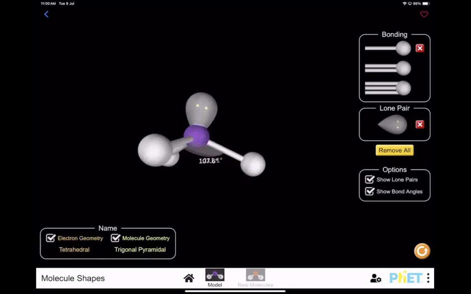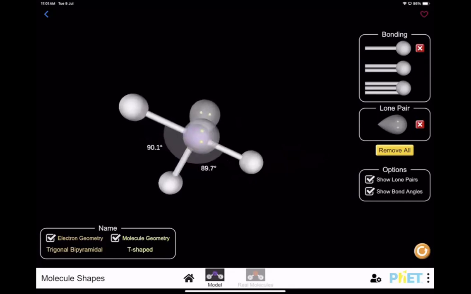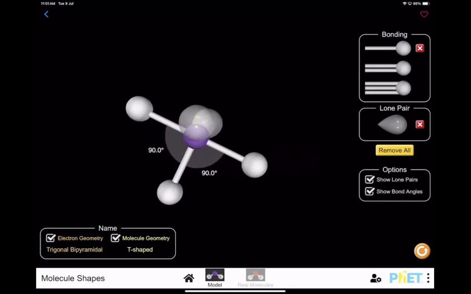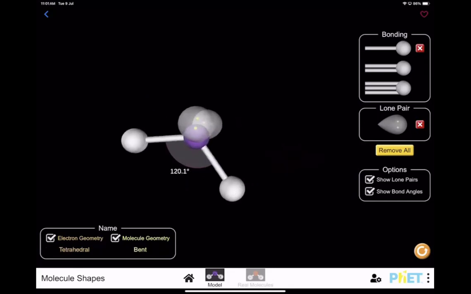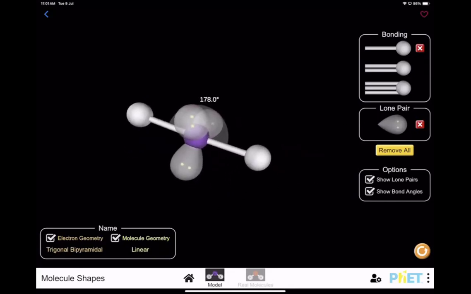If I remove one more bond pair and put a lone pair, see, it becomes a T, so we call it T shape. And if I remove one more bond pair and make it a lone pair, see, it becomes linear. The electron geometry in all these cases remains trigonal bipyramidal because there are 5 sides around the central atom. The electrons are there. Is this clear? Yes, sir.